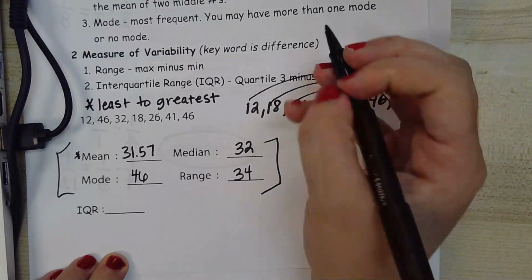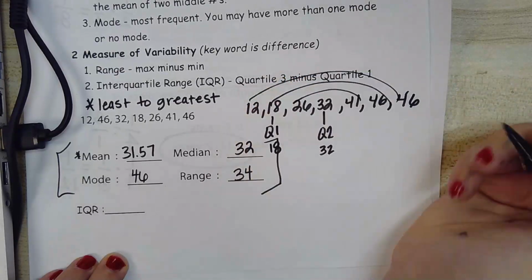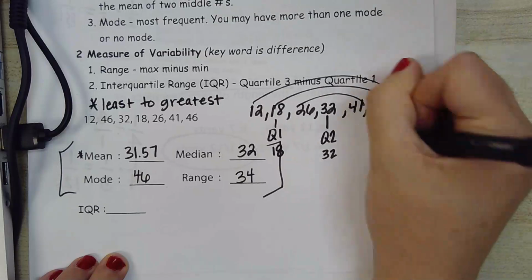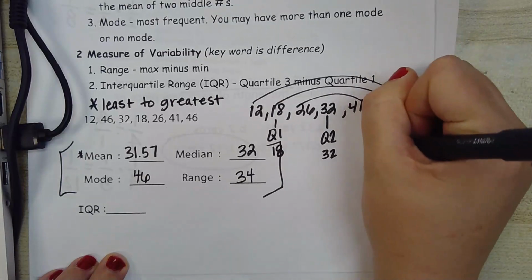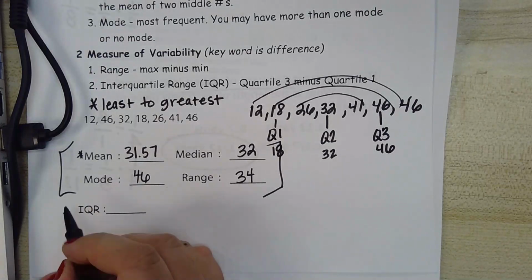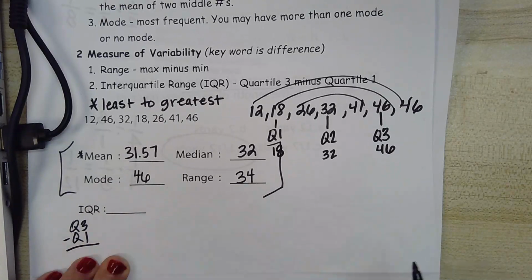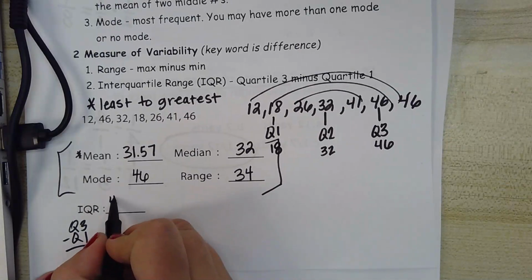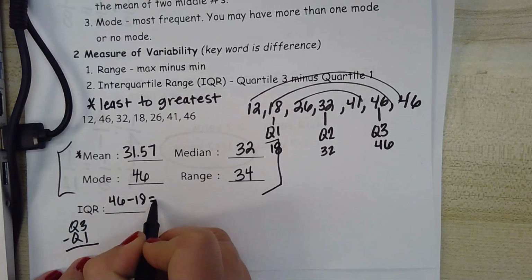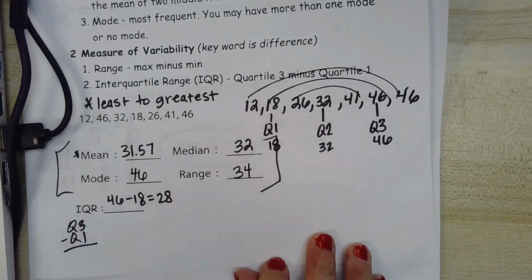18 is going to be Q what? And then what's going to be Q3? So interquartile range, again, is taking Q3 and Q1 and subtracting them. And so 46 minus 18, you get. Okay. So that's just a review.